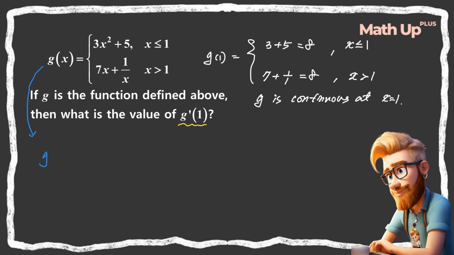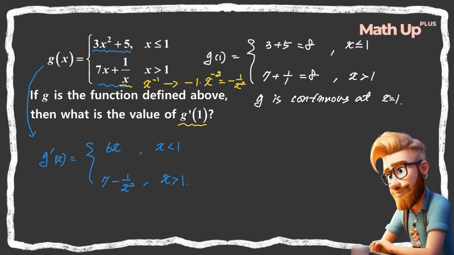Here, g prime of x is equal to the derivative of 3x squared plus 5, which is 6x when x is less than 1. The derivative of 7x is 7. The derivative of 1 over x is negative 1 over x squared, right? It is because 1 over x is x to the negative 1, right? So the derivative of this function is negative 1 times, I'm applying the power rule, okay? So x to the negative 2, that's going to be negative 1 over x squared. So that's why we have a negative 1 over x squared here. So g prime of x is 7 minus 1 over x squared when x is greater than 1.